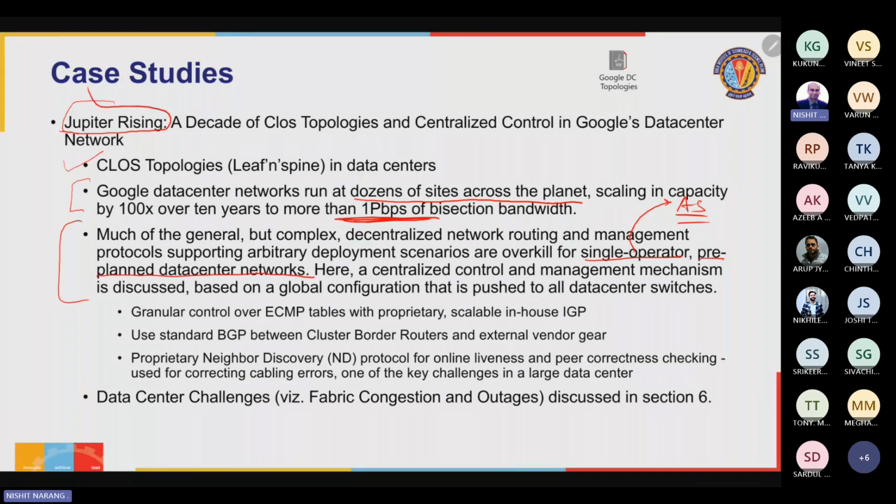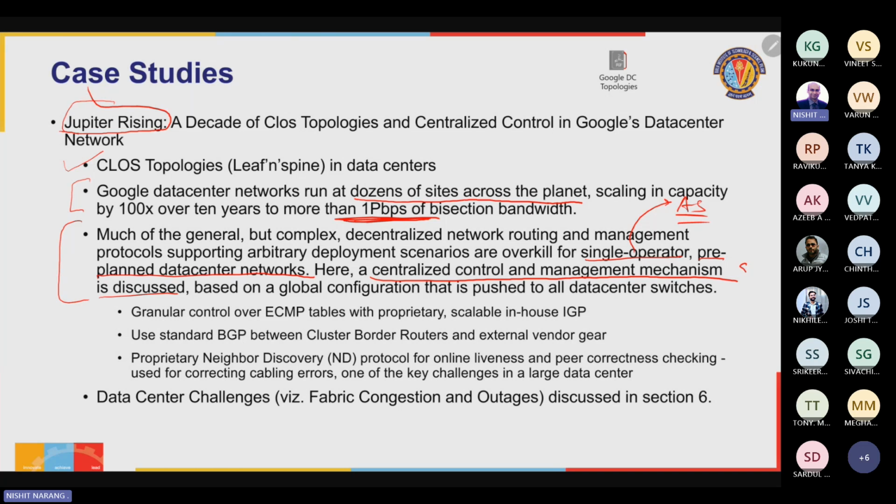It's also a pre-planned data center network. It's not like every day the network topology is changing. It's a modular data center network like we saw with Facebook. It grows, it evolves, but it's not every day that the network changes. So it's a pre-planned data center network. And therefore, you don't need the complete complicated distributed network routing and management protocols as used in the internet. So what they've used is a more centralized control and management mechanism. This is what they've discussed in the paper.